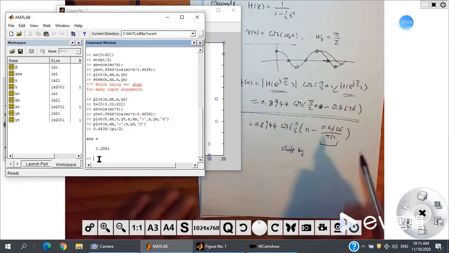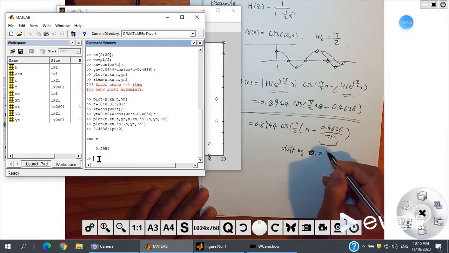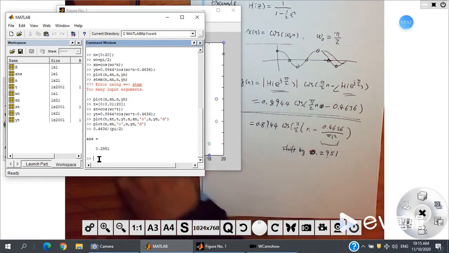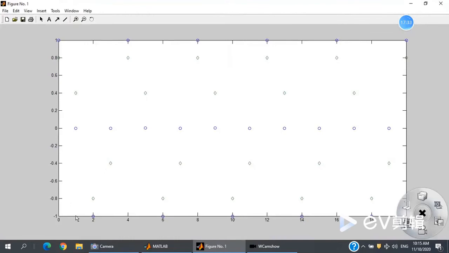Okay, this is shifted by 0.2951. Right? Shifted by this. So the graph looks like this. The one shifted by 0.29 something should be somewhere here, but we do not have a sample here, because our first sample must be at time n equal to 1. But if you shift the signal just a little bit, then you cannot really have a sample at this place.